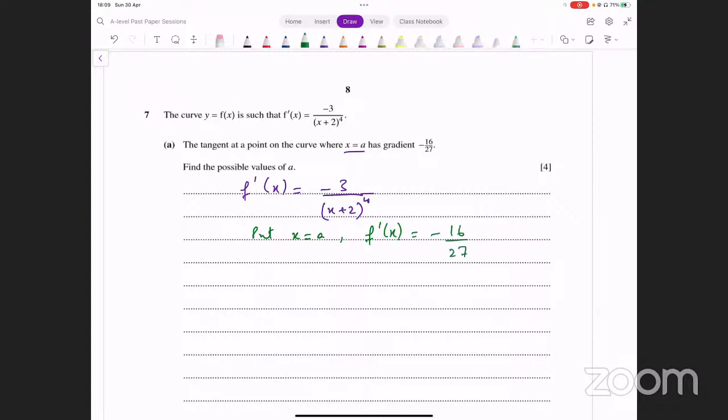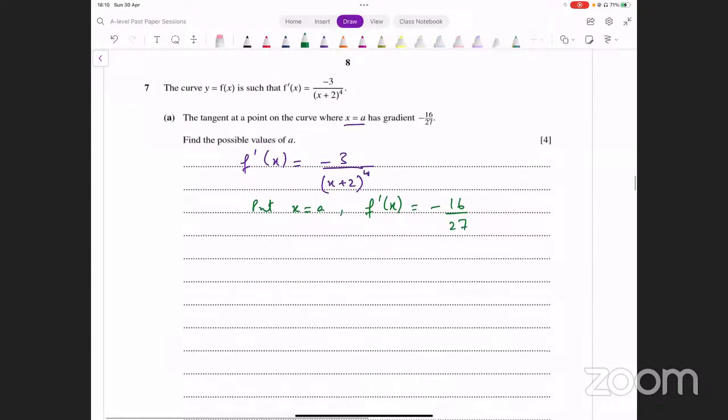ठीक है, let's just input these values here. F dash of x is -16 over 27, and that equals (-3 over a plus 2) whole raised to power 4.